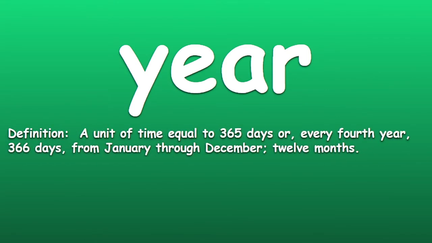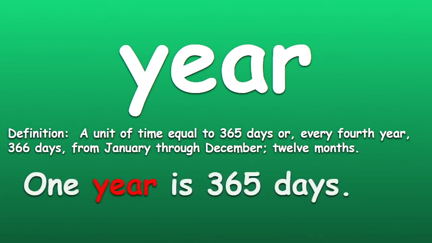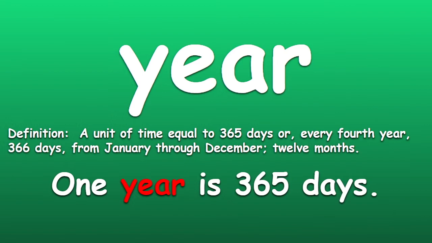Year, Y-E-A-R, year. The definition is a unit of time equal to 365 days or every fourth year, 366 days from January through December, 12 months. 1 year is 365 days. Your next word is good.